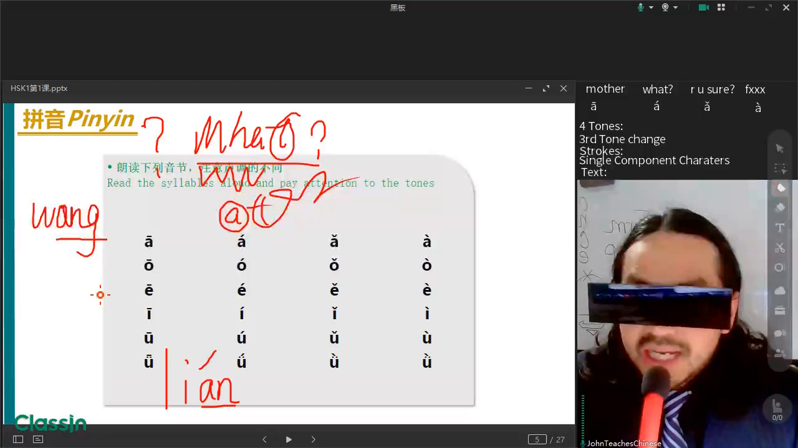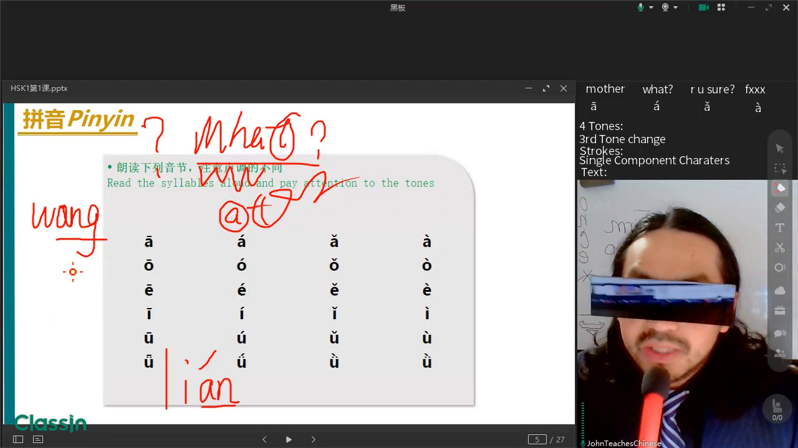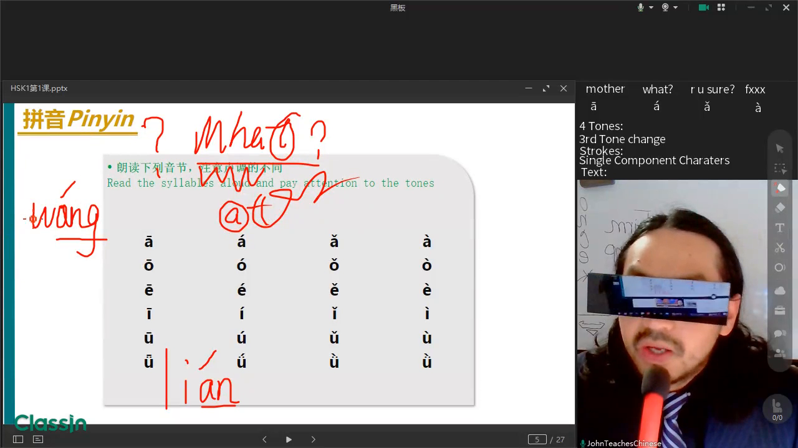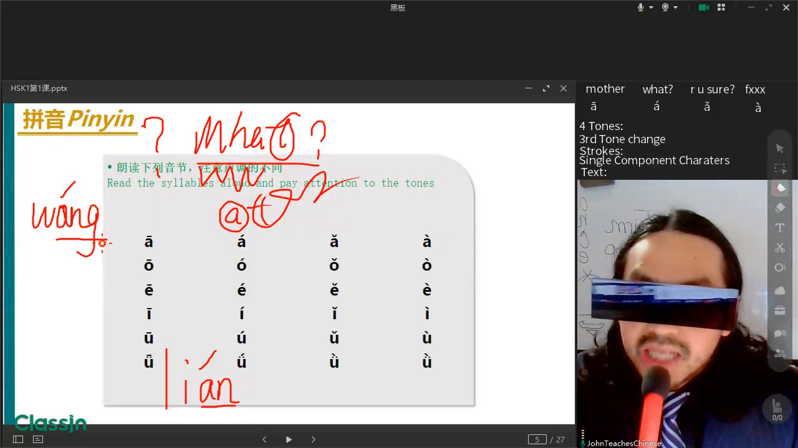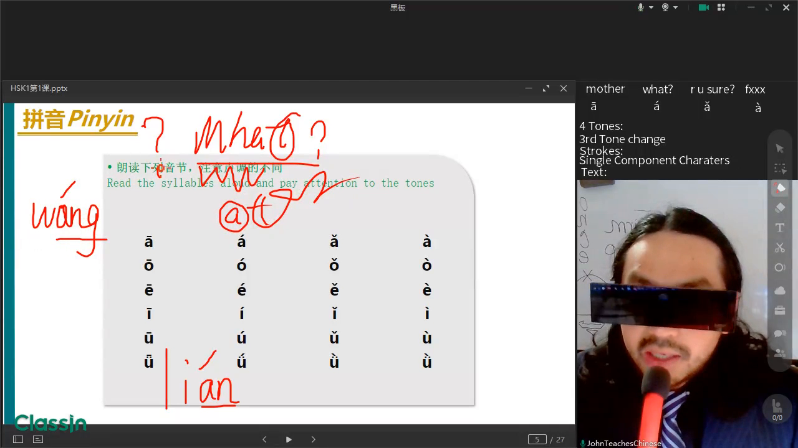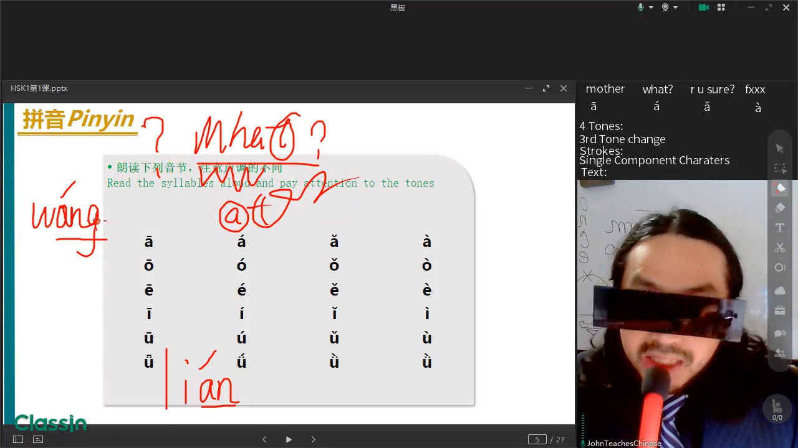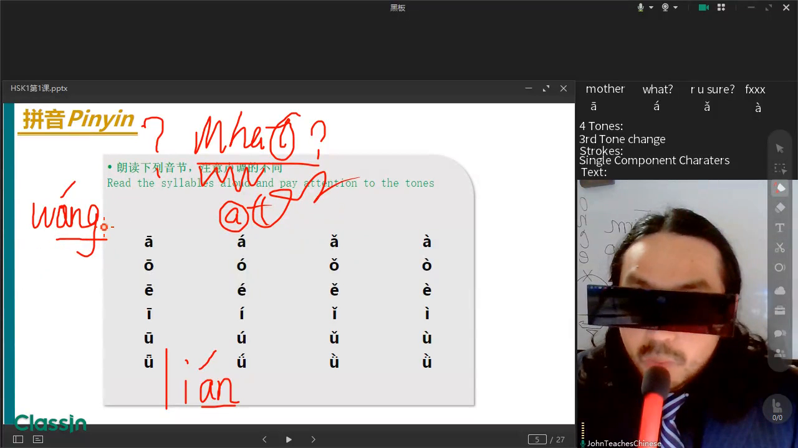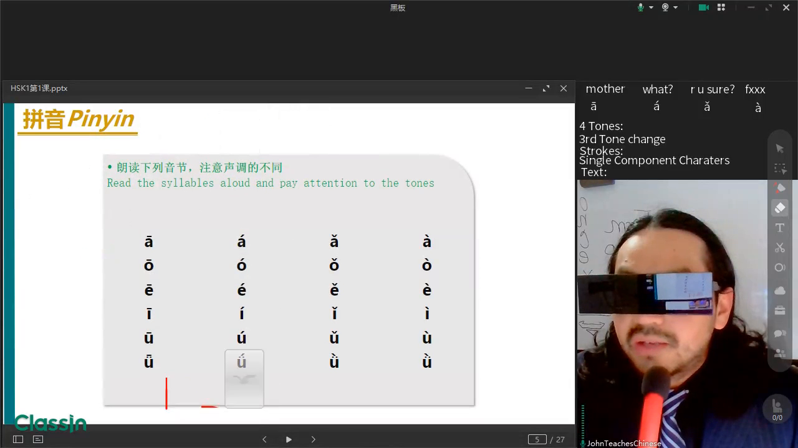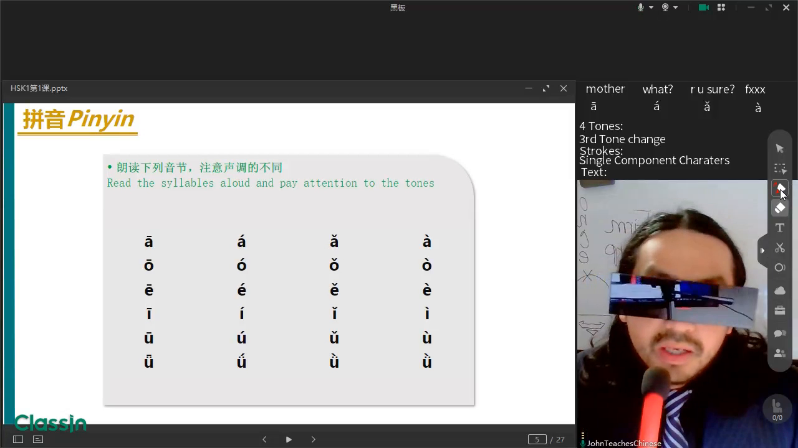This one is read together as ang, just like when you say hang out. Ang. In Chinese it's ang. Okay. Give a second tone. Wu plus ang, wang. Sorry. Wu plus ang is wang. And give a second tone. What? Wang. Wang. Okay. I hope that you have already mastered the second tone.